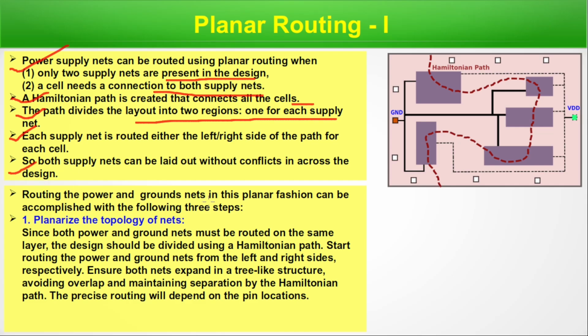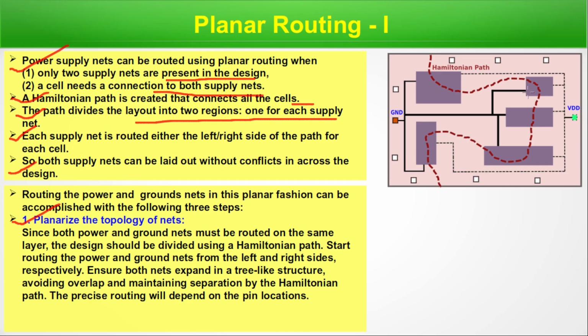Routing the power and ground nets in the planar fashion can be accomplished with the following 3 steps. Planarize the topology of nets. Since both power and ground nets must be routed on the same layer, the design should be divided using a Hamiltonian path. Start routing the power and ground nets from the left and right side, respectively. Ensure both nets expand in a tree-like structure, avoiding overlap and maintaining separation by the Hamiltonian path. The precise routing will depend on the pin location.